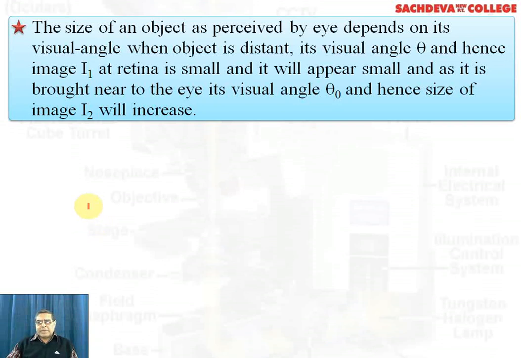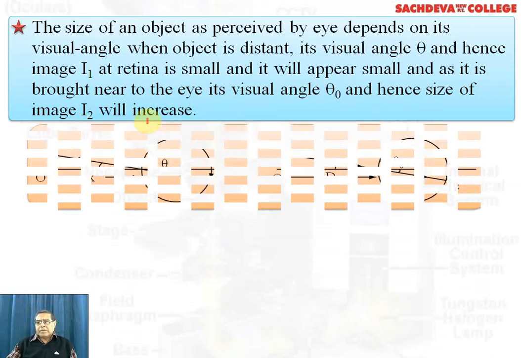The size of an object as perceived by the eye depends on its visual angle, that is, at what angle we are viewing the object. When the object is distant, its visual angle is theta, and hence the image I1 at the retina is small, and it will appear small. As it is brought near to the eye, its visual angle becomes theta naught, and hence the size of image I2 will increase. That is, the image will become magnified.